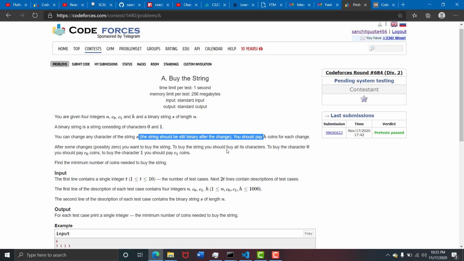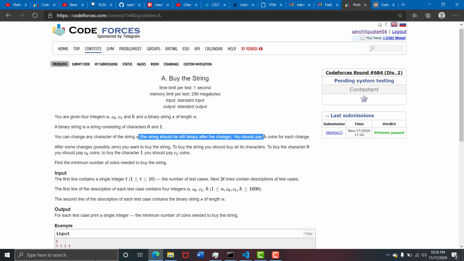So it is very clear that out of C0 and C1, we essentially need to pay the minimum of C0 comma C1 into n. And the next thing is we need to check whichever is greater of C0 and C1. Let us assume that C1 is greater. Now if the absolute difference C1 minus C0 is greater than H, then we can replace all the ones with zeros by spending H into count of 1 coins. Now we have all zeros, so the answer would be count 0 into C0.